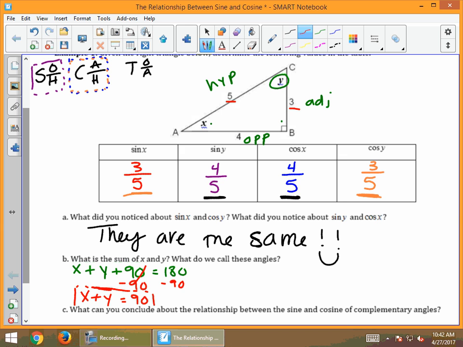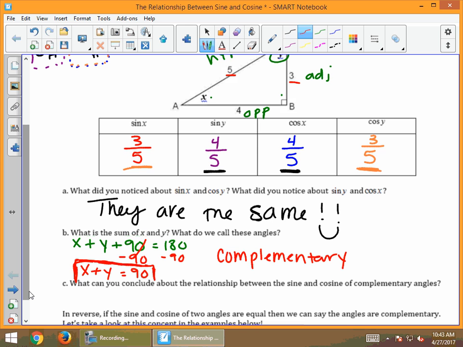Okay. So we know x plus y, their sum, and sum means to add. Their sum is always going to be 90. Well, we know angles that add to 90 degrees are called complementary. So x and y are complementary angles. Well, what can we conclude about the relationship between the sine and cosine of complementary angles? We can conclude that they are the same. We know x and y said the sine and cosine of those angles were the same.